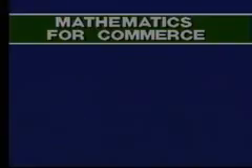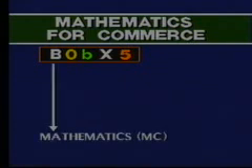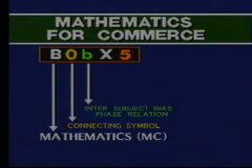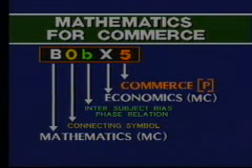Our next title is Mathematics for Commerce. The class number is B0bX5. B. Mathematics, main class. 0. Connecting symbol for phase relation. Small b. Symbol for inter-subject bias phase relation. X. Economics, main class. 5. Commerce, P. This example shows the inter-subject bias phase relation.